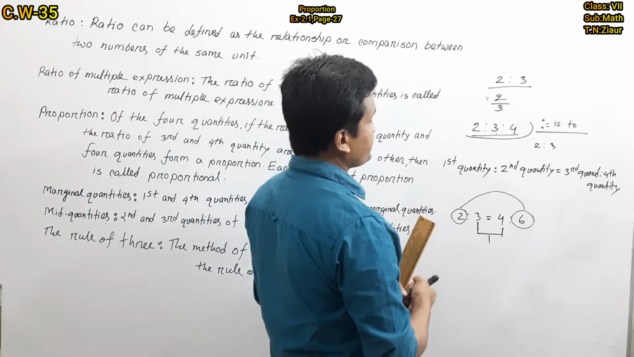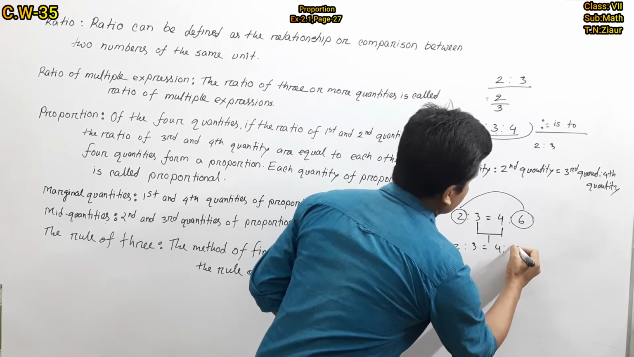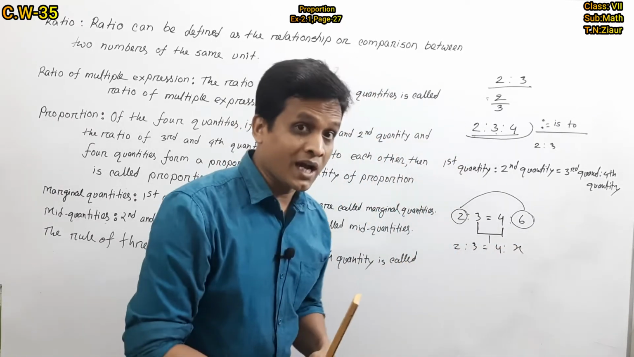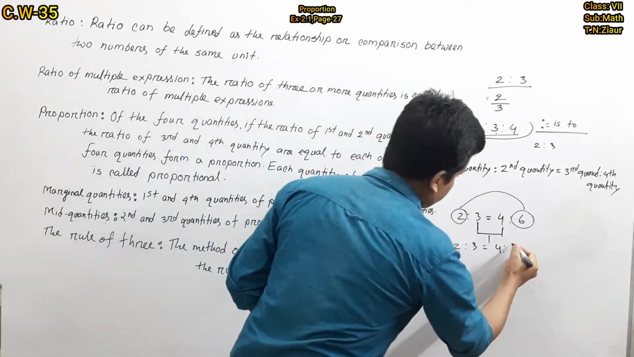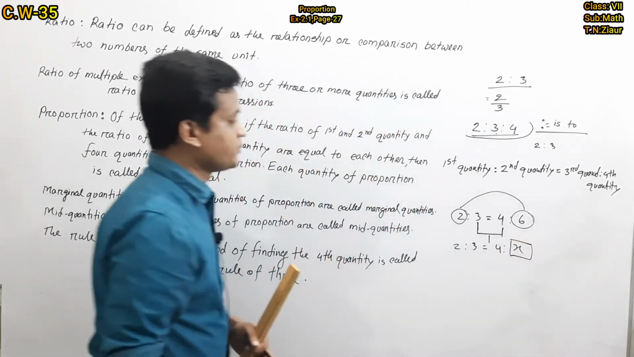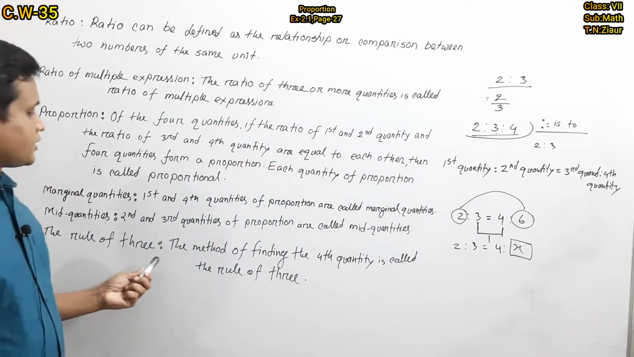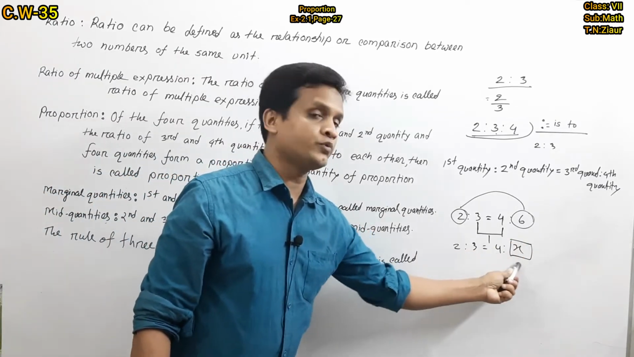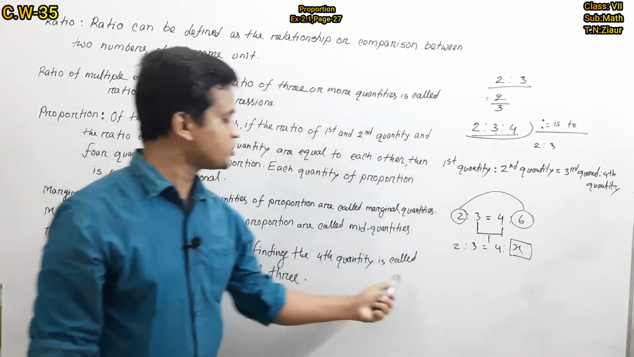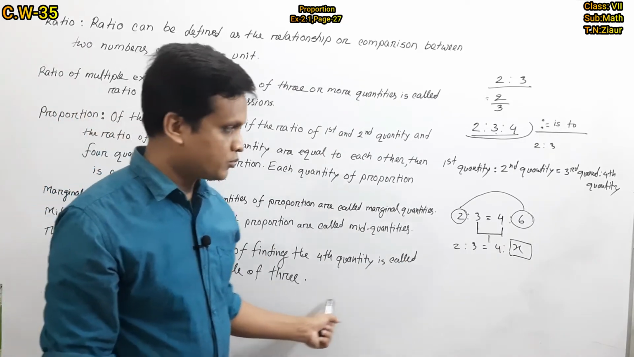Suppose here given 2 is to 3 equal to 4 is to x. X means unknown expression, any unknown quantity. We don't know what the value of x is. Okay, this one we don't know. So 2 is to 3 equal to 4 is to x. So here is the method of finding the fourth quantity. When you find the value of the fourth quantity, that one is called rule of 3. Okay students, have you understood? I hope you understood this one.